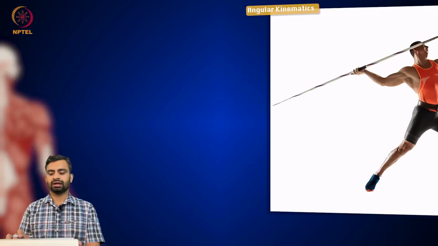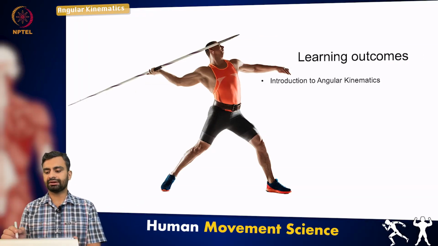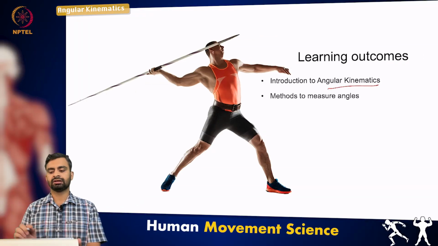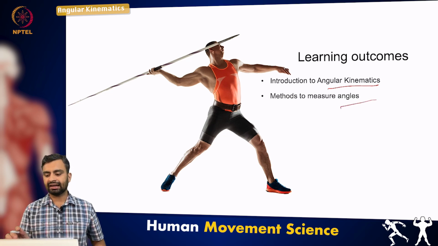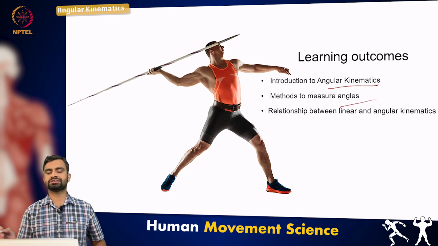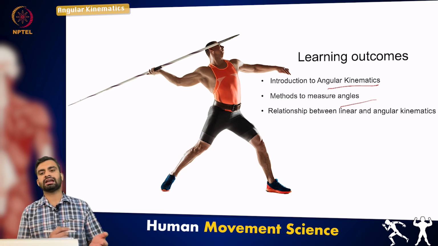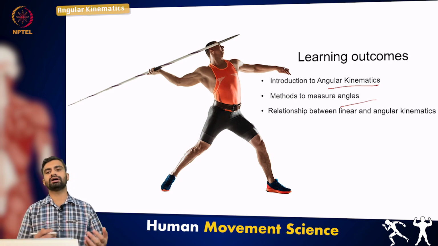In this section, we will continue our discussion on kinematics. We will look at angular kinematics, look at the various methods to measure angles, and then look at the relationship between angular and linear kinematics, followed by an example where we will calculate the joint angle for a movement.